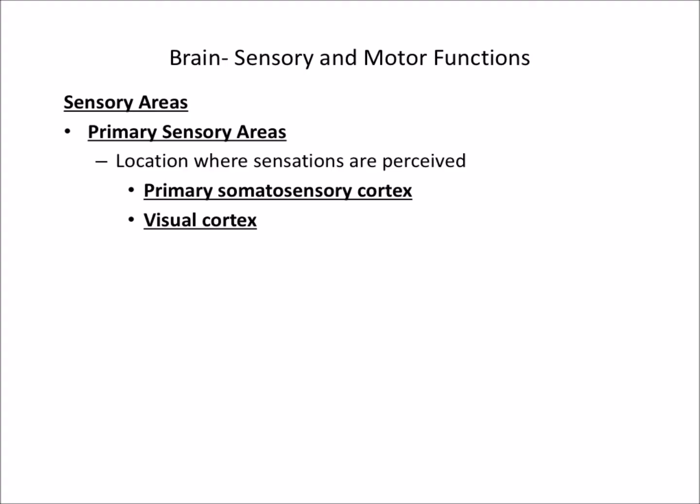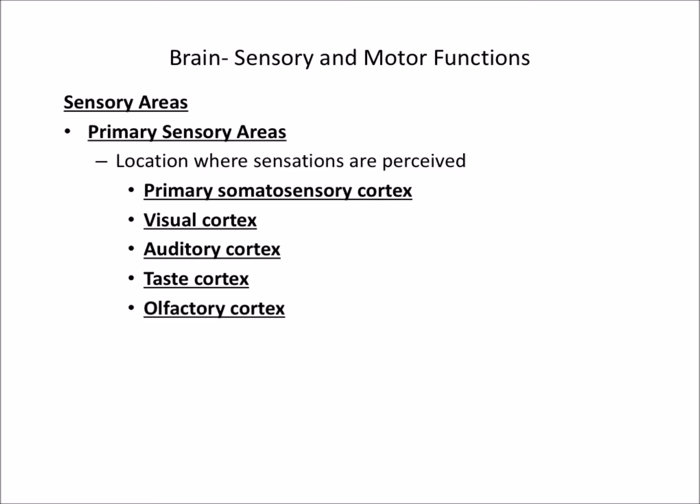The second sensory area is the visual cortex. The visual cortex is responsible for the sense of sight, or vision. The third sensory area is the auditory cortex, and this is responsible for the sense of hearing. The fourth sensory area is called the taste cortex, and this is responsible for the sense of taste. And finally, the last sense area is the olfactory cortex, and the olfactory cortex is responsible for the sense of smell.